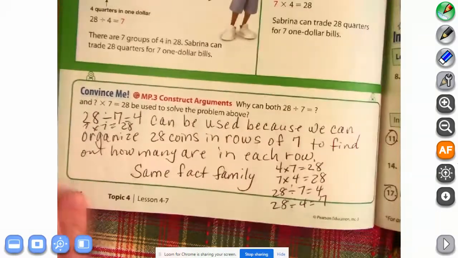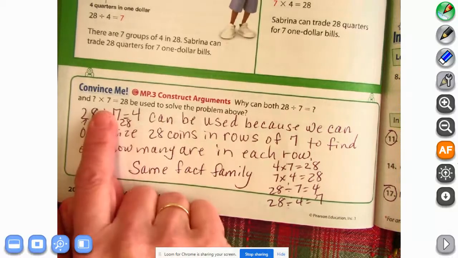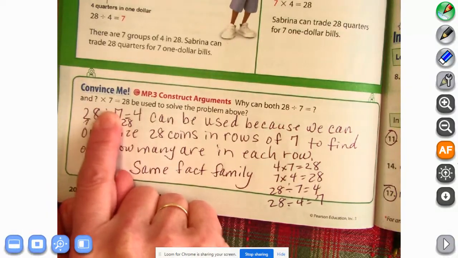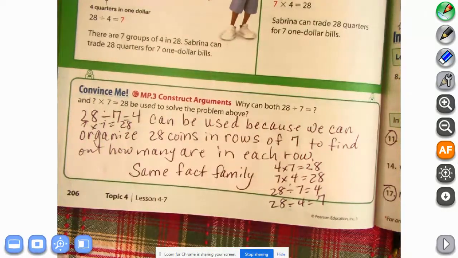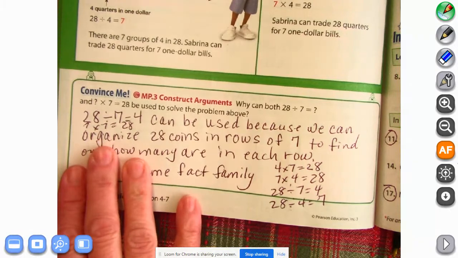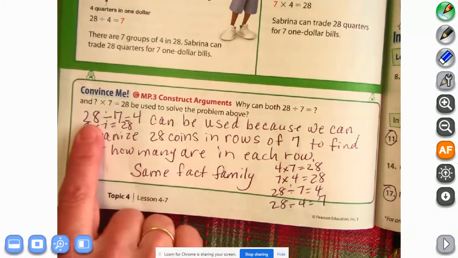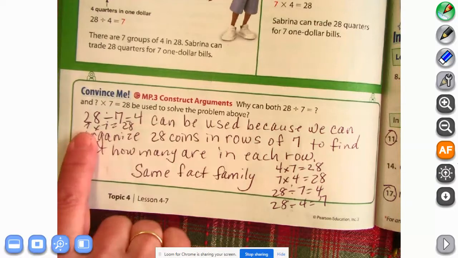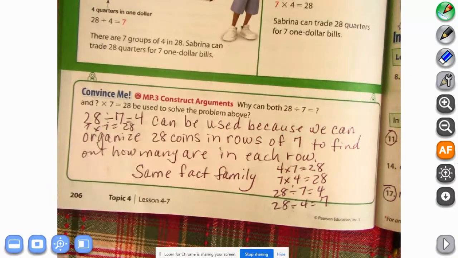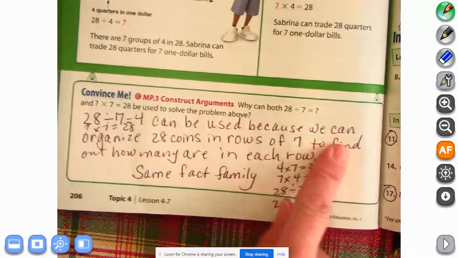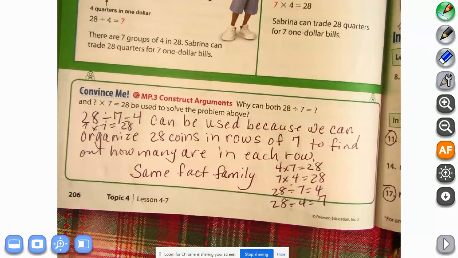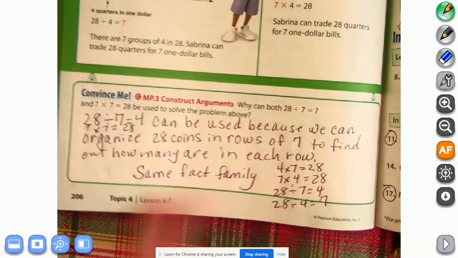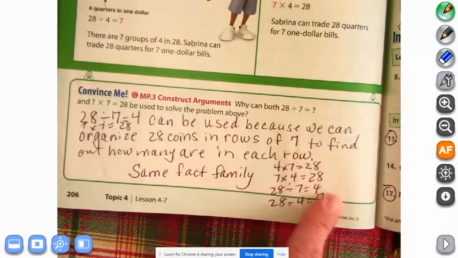All right, so based on the slideshow, it says, why can both 28 divided by 7 and blank times 7 equals 28 be used to solve the problem above that we were doing? So what I had written and gone over slowly with you was 28 divided by 7 equals 4, and question mark times 7 equals 28, that would be 4. These both can be used because we can organize 28 coins in rows of 7 to find out how many are in each row, because these are the same fact family. And then I wrote the fact family here.